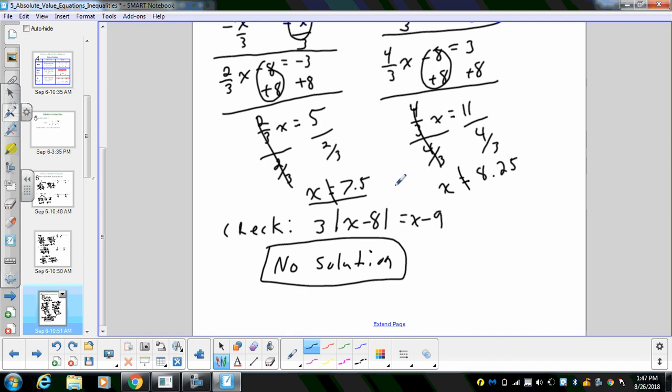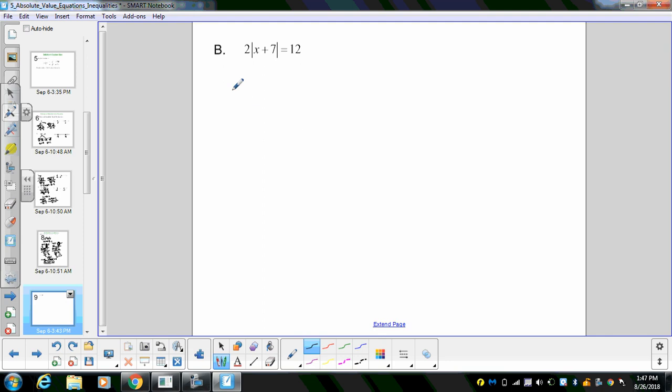Alright, let's look at another one. We have 2 times the absolute value of x plus 7 equals 12. Alright, let's solve it out. So again, I'm going to isolate it. So I'm going to divide by 2 to get rid of that coefficient. So now I have the absolute value of x plus 7 equals 6.